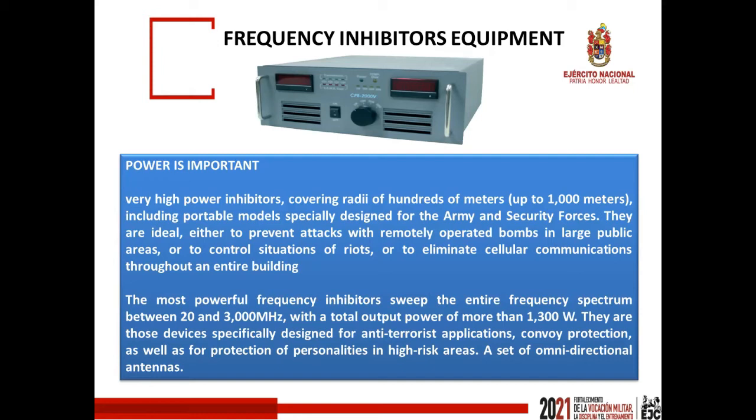The most powerful frequency inhibitors sweep the entire frequency spectrum between 20 and 3,000 megahertz, with a total output power of more than 1,300 watts. They are those devices specifically designed for anti-terrorist applications, convoy protection, as well as protection of personalities in high-risk areas. A set of omnidirectional antennas.